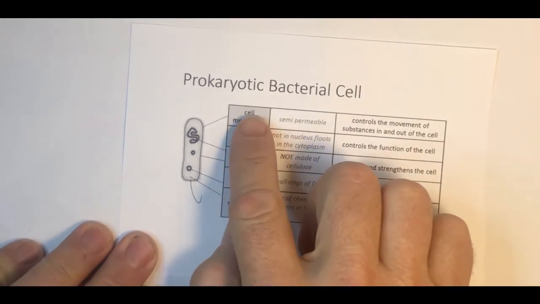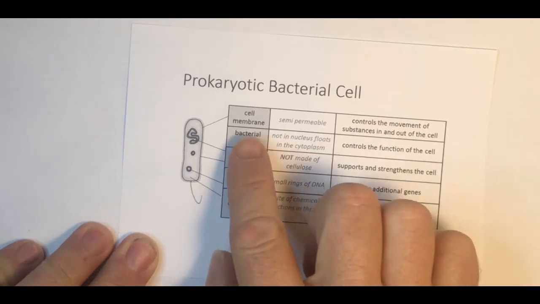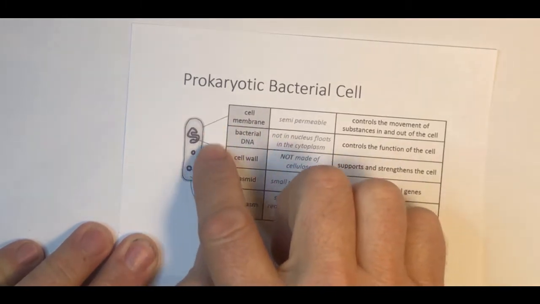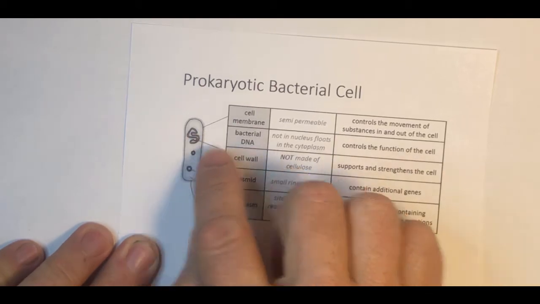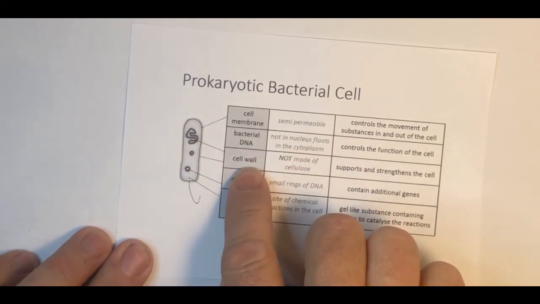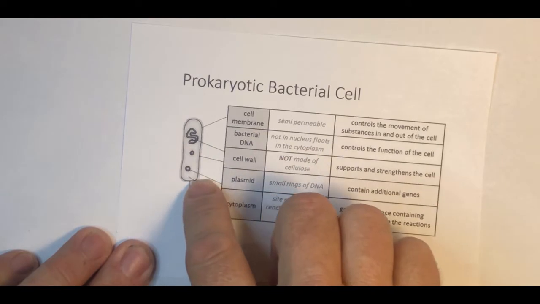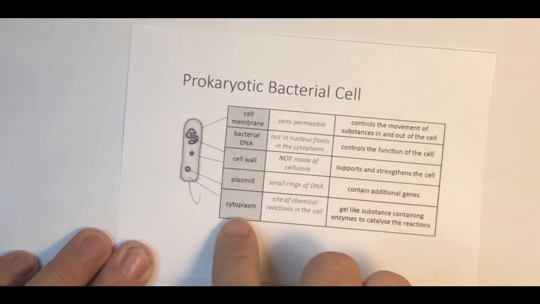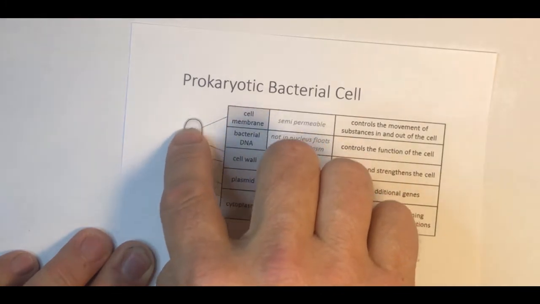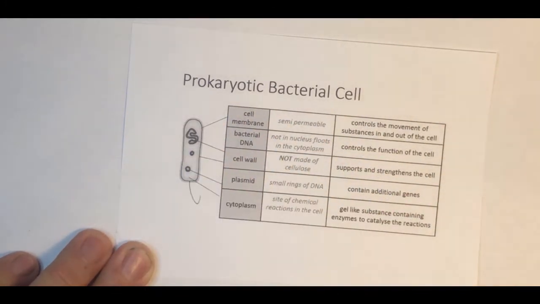Basically it's got five different individual parts. It's got a cell membrane around the outside. It's got bacterial DNA, which is like a little squiggle inside there. It's got a cell wall, again around the outside. Plasmid, which is like a little circle in there. And then cytoplasm, which is the vast majority of the cell itself. And sometimes it says flagella, which is like the tail at the end there.